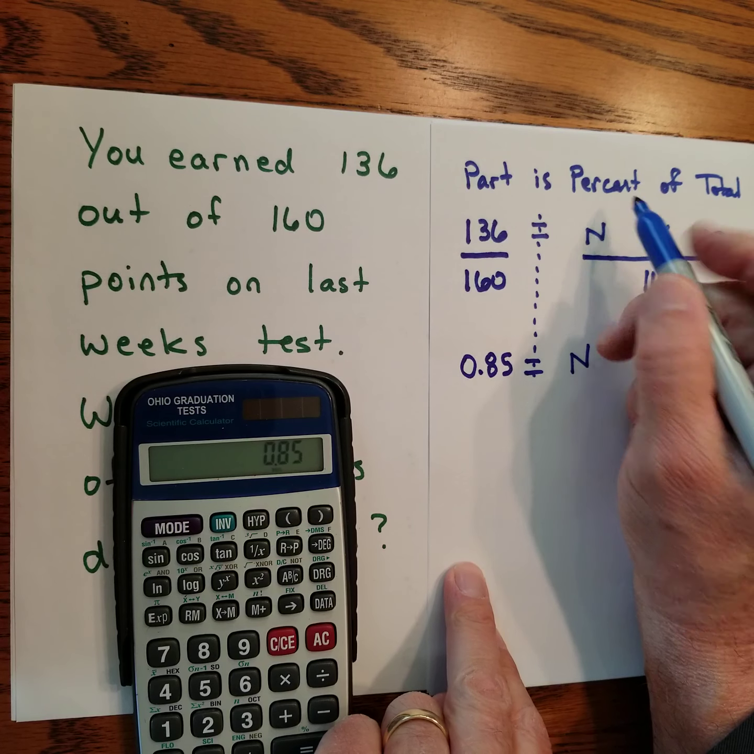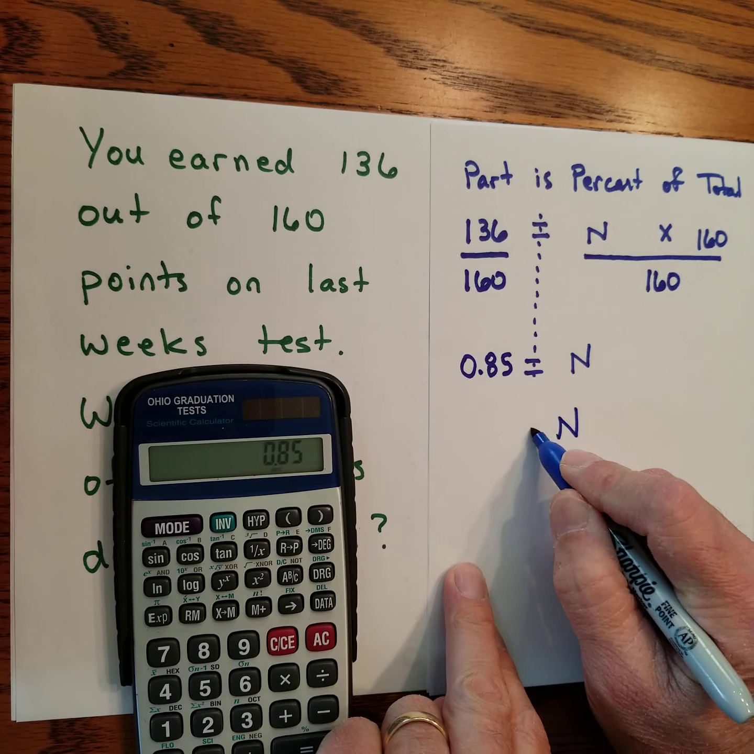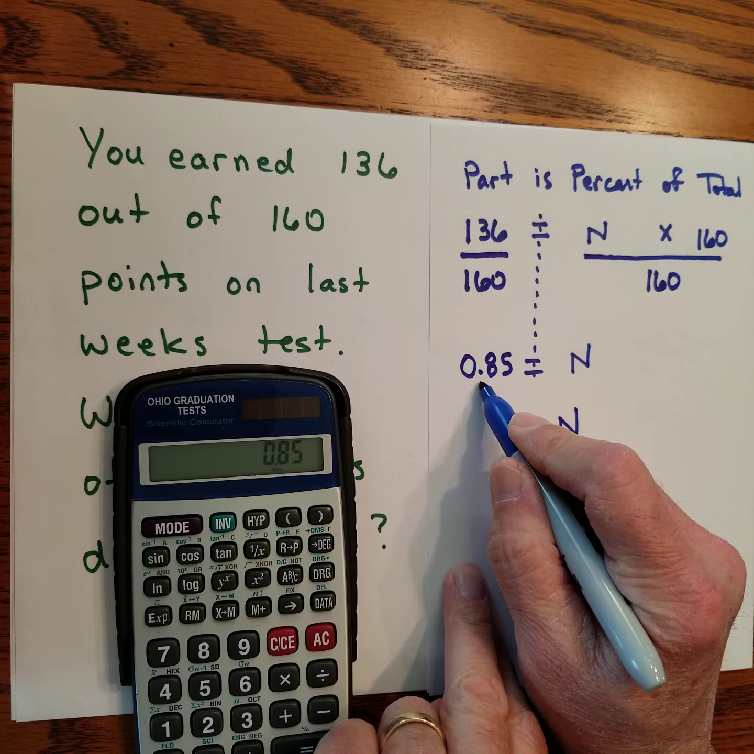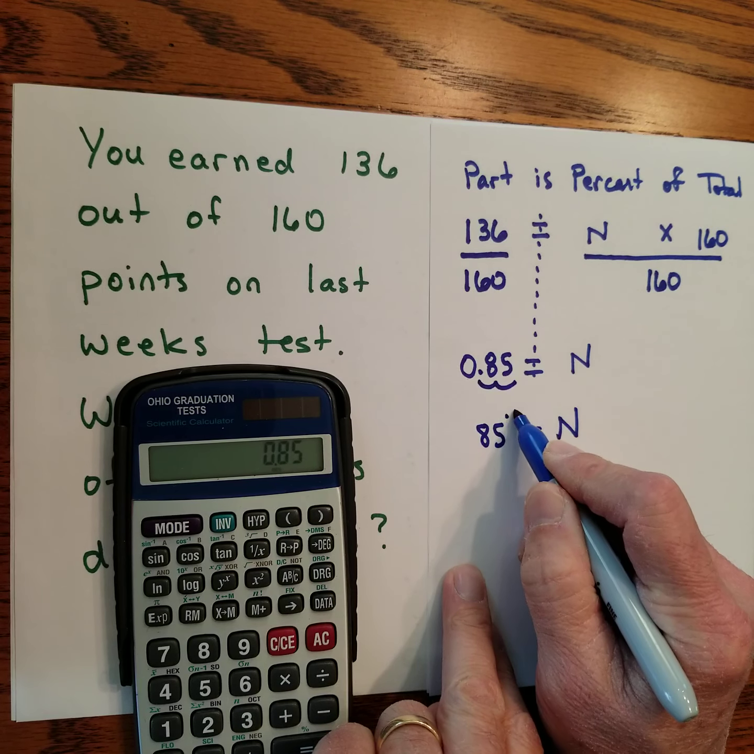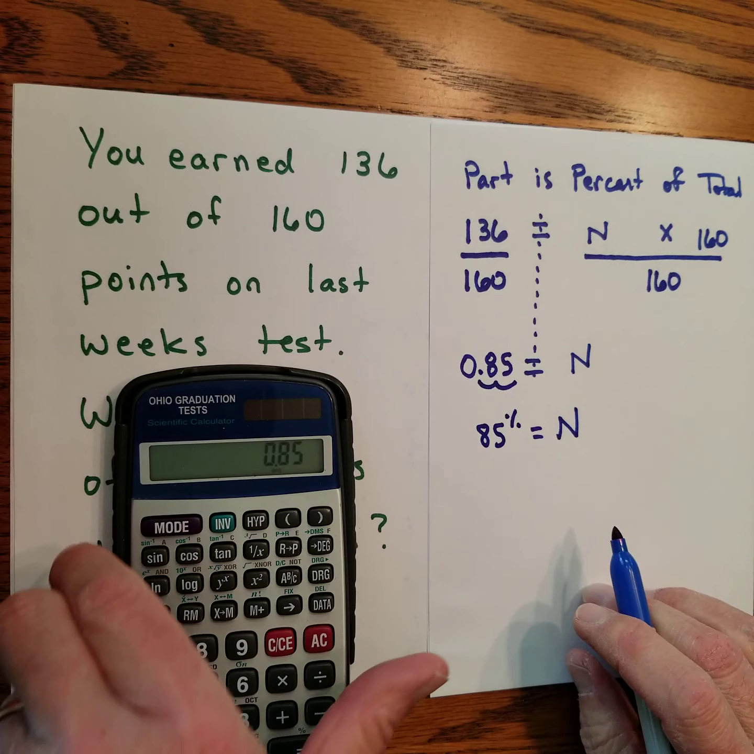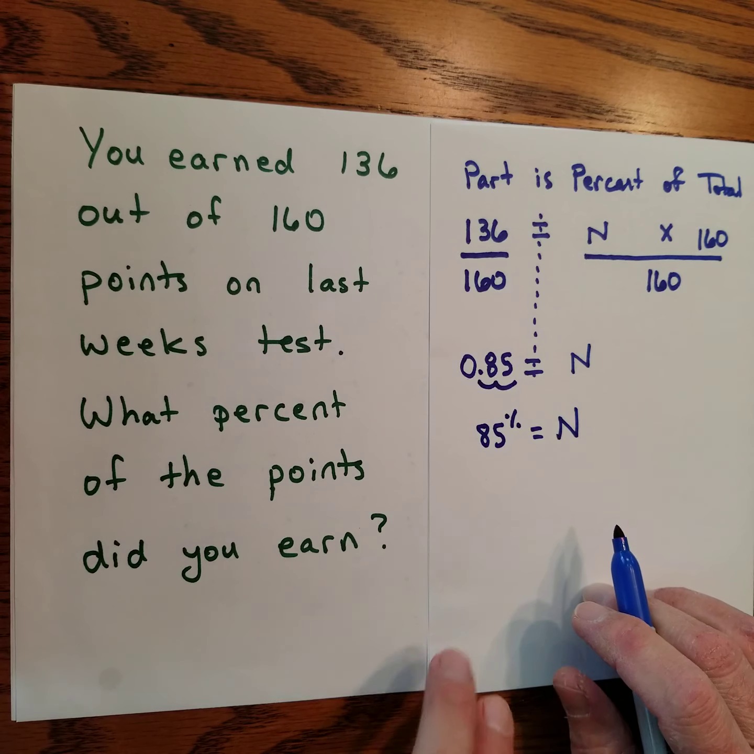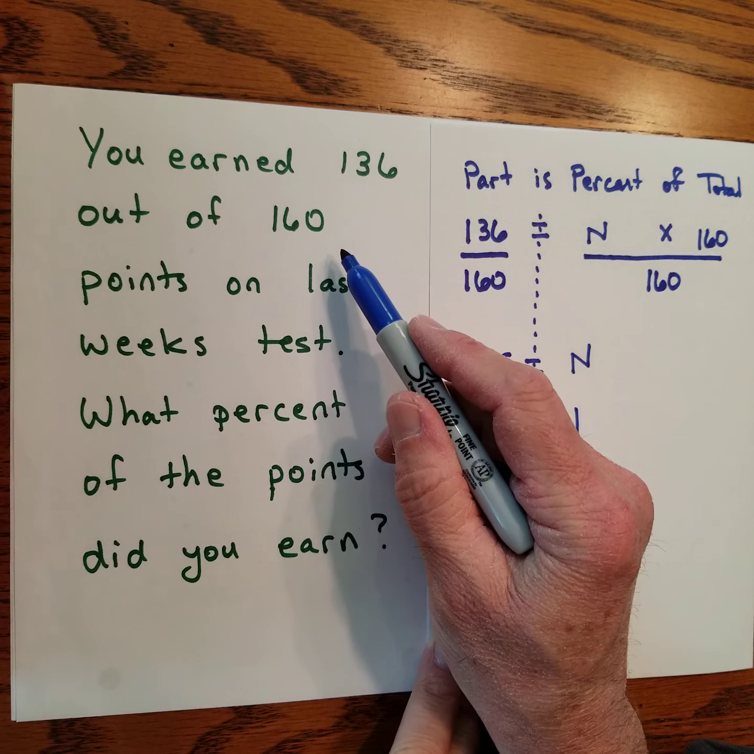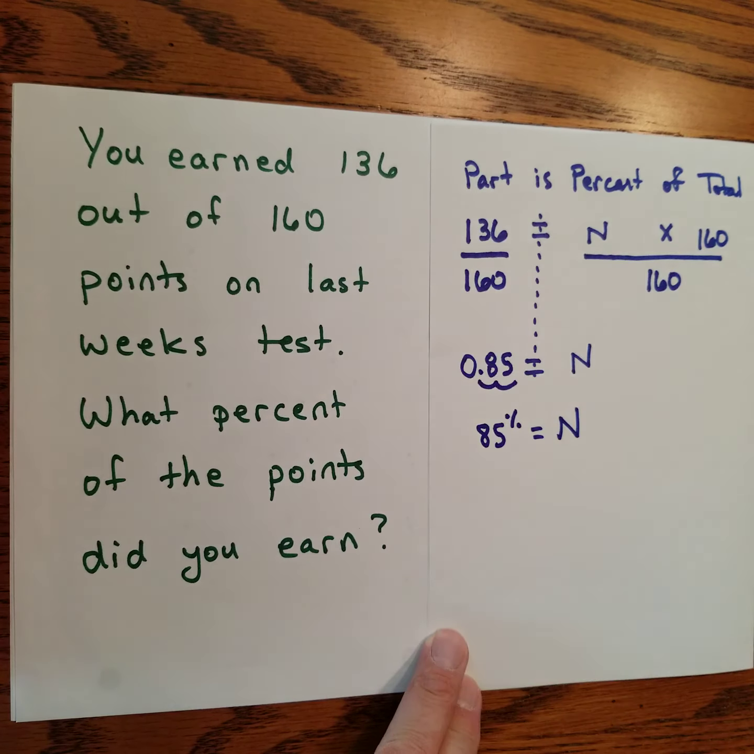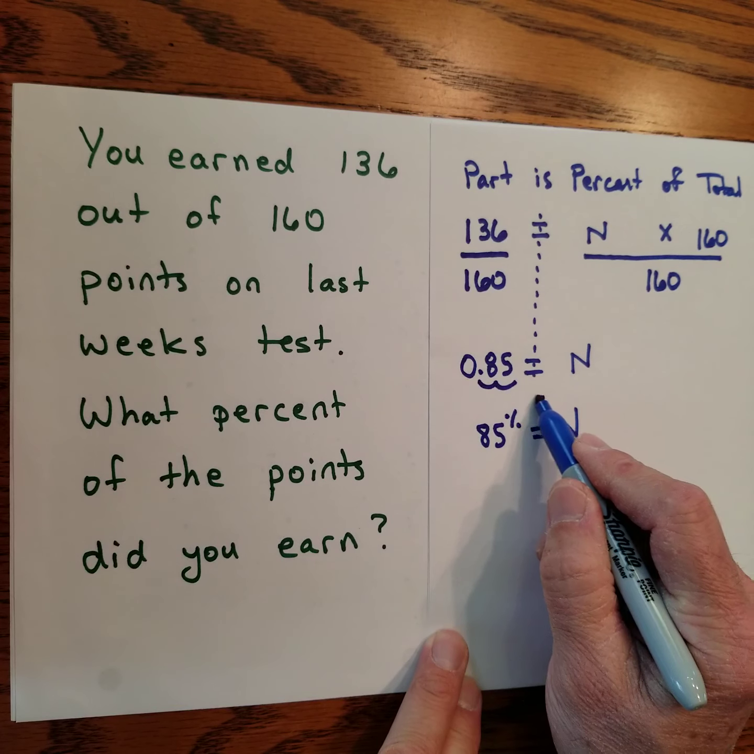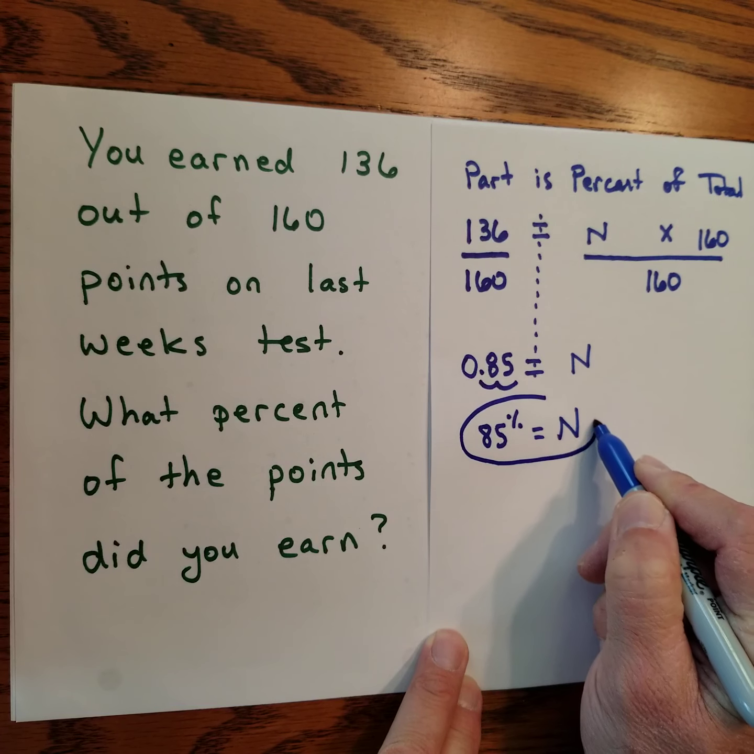Now that's a decimal. My final answer is to be a percent. So I'll move the decimal point 2 spots to the right. Make that 85%. Let's make sure that makes sense. You earned 136 out of 160 points on a test. 136 out of 160, that's pretty good. In fact, it's 85%.